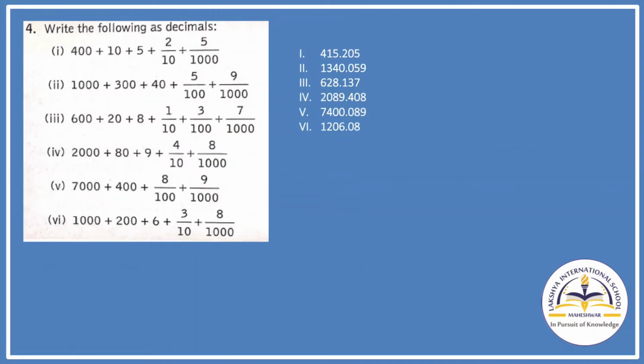Now question number 4, write the following as decimal. Now in the previous question we wrote them in the expanded form. Now from the expanded form we have to write them in decimal. So for first, what will be the first answer? That is 415 decimal 25.